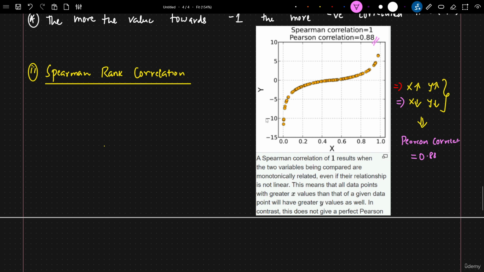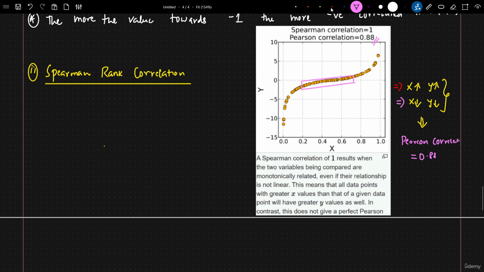Because X and Y are directly proportional. For every data point when X is increasing, Y is also increasing, and when X is decreasing, Y is decreasing. But if you see this region, there are some data points which are increasing at a slower rate. Because of this, your Pearson correlation is coming as 0.88.